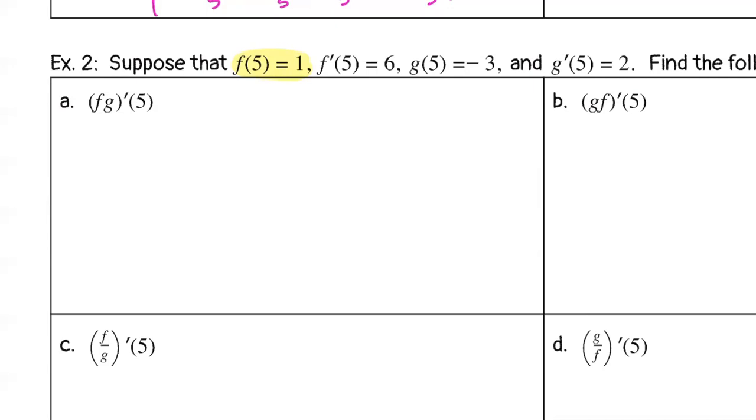Some function with x equals 5 equals 1. Exactly. So we have some function, we're calling it f. When the x value is 5, the y value is 1, and that's all that is saying. Now, what is this in the green saying? f prime of 5 equals 6. If we interpret that, how can we rephrase that?